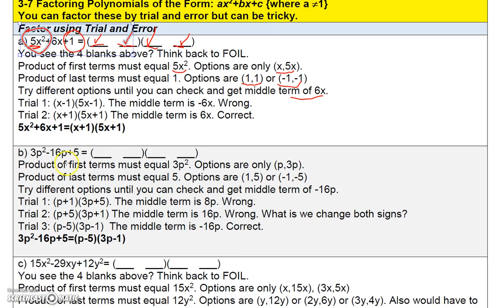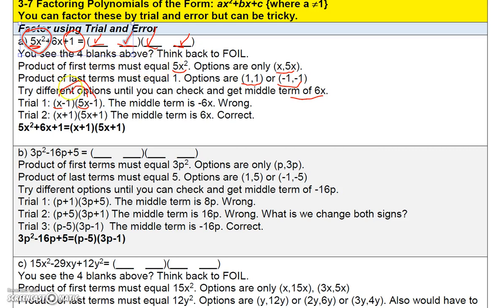So let me just show you here. Sometimes on simpler problems, trial and error works well. Other times it doesn't work as well. So for the first terms, I'm going to try x and 5x, like I said. And then for the last terms, I'm going to try the minus 1 and the minus 1. Well, if we did the calculations here, we know that x times 5x is 5x squared. That's not a problem. We know that negative 1 times negative 1 is 1. That's not a problem. But if we do the outer product, we'll get minus x, and the inner product is minus 5x. And if we add those together, we get negative 6x, which is wrong.